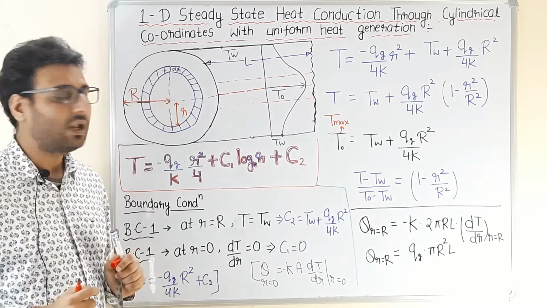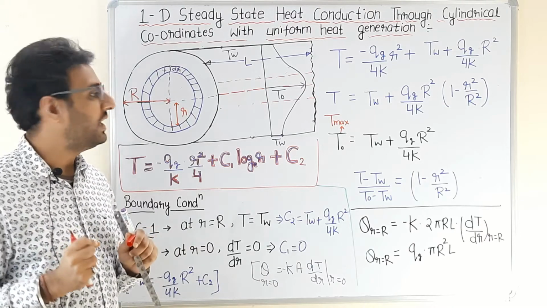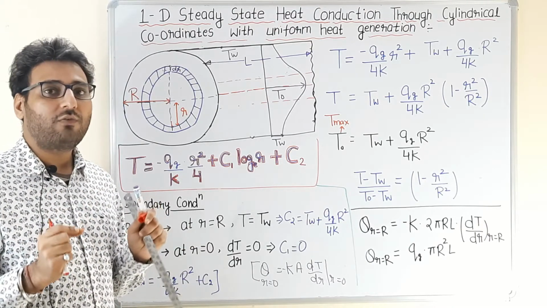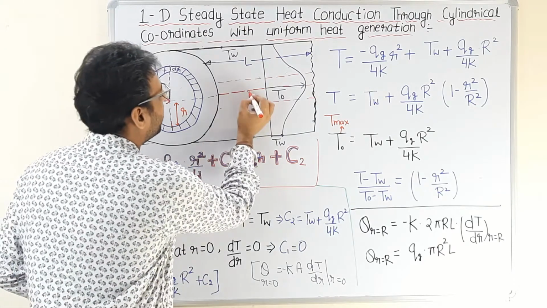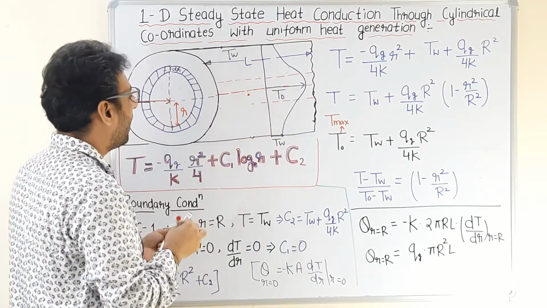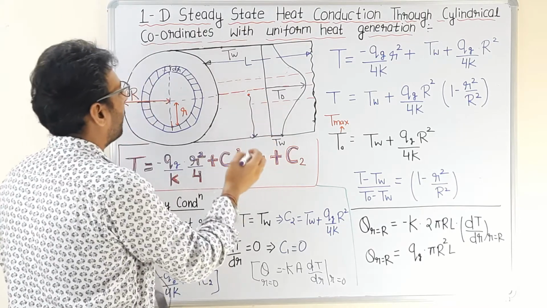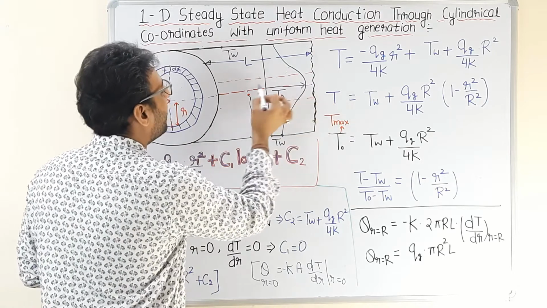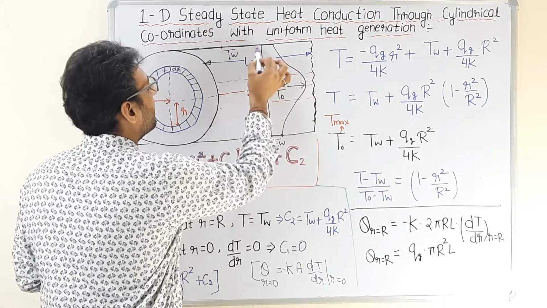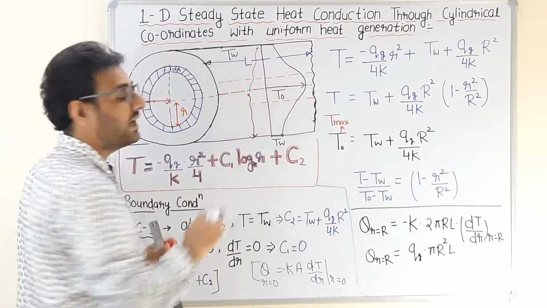What is the physical meaning of this boundary condition? As I already told you, heat always follows the minimum path. So whatever heat is generated here, it will move to this surface only. It cannot cross the center line of the cylinder and move to this surface, because it would increase the path of flow of the heat.